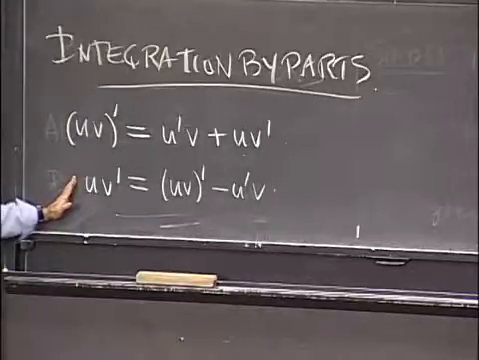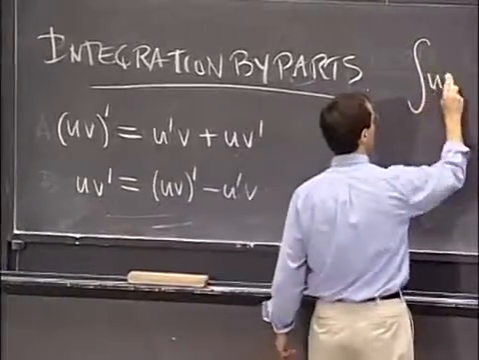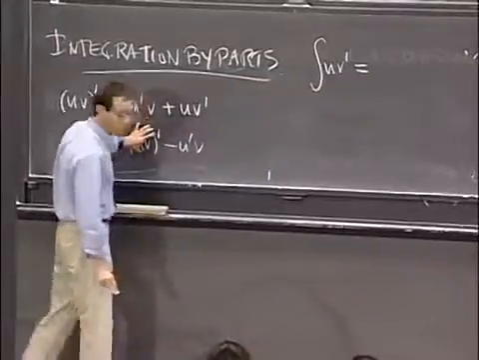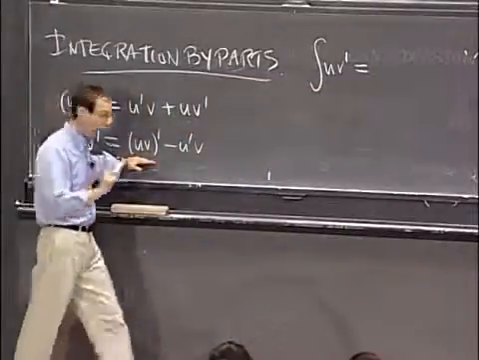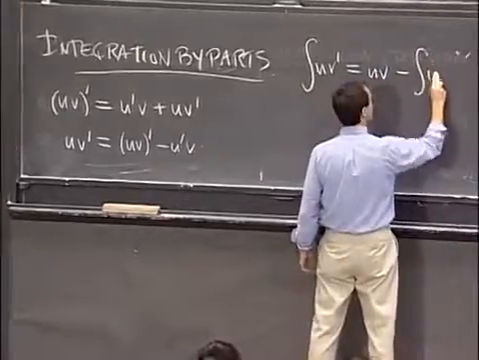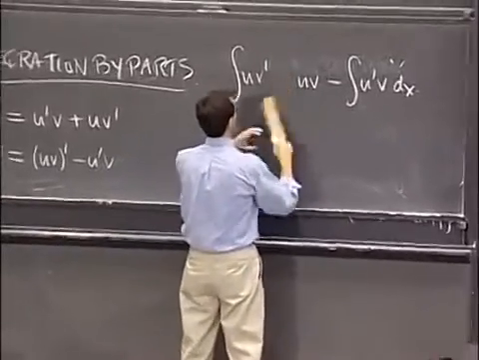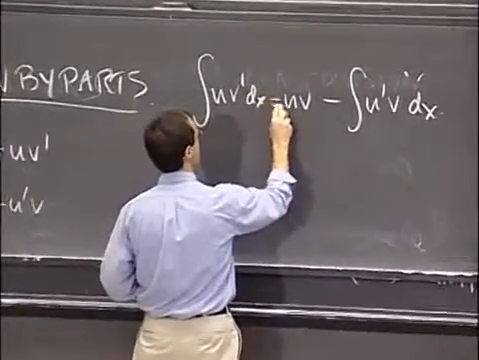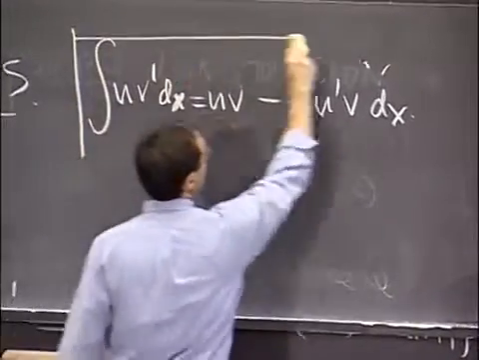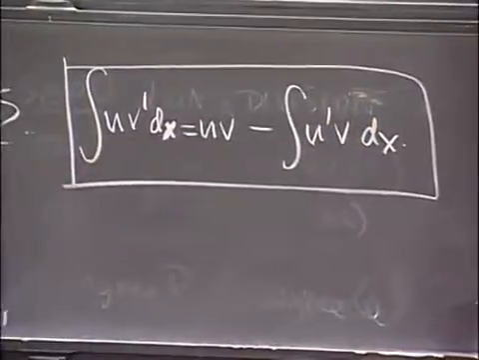And now I'm going to integrate it. So here's the formula. The integral of the left-hand side is equal to the integral of the right-hand side. Well, when I integrate a derivative, I get back the function itself. That's the fundamental theorem. So this is it. Sorry, I missed the dx, which is important. I apologize. Let's put that in there. Okay, so this is the integration by parts formula.